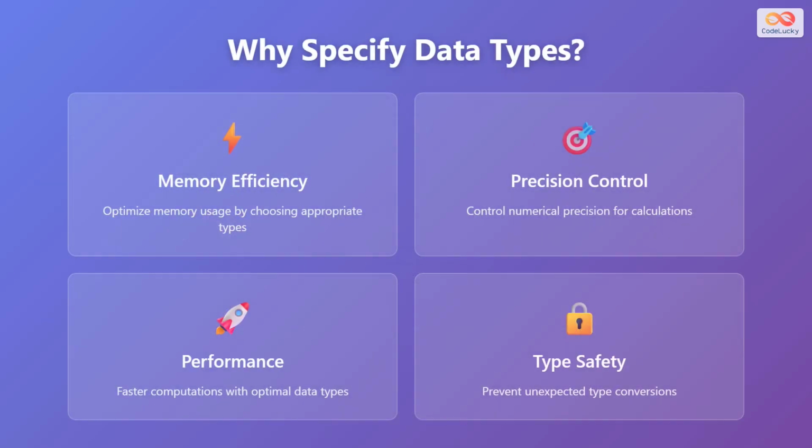There are four main reasons to specify data types explicitly. First, memory efficiency. By choosing the right data type, you can significantly reduce the amount of memory your arrays consume. Second, precision control. Different data types offer different levels of numerical precision, allowing you to balance accuracy with performance. Third, performance. Using optimal data types can make your computations faster because the processor can handle certain types more efficiently. And fourth, type safety. Explicitly specifying types helps prevent unexpected type conversions that could introduce bugs into your code.